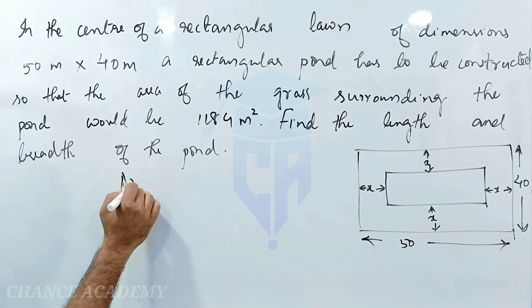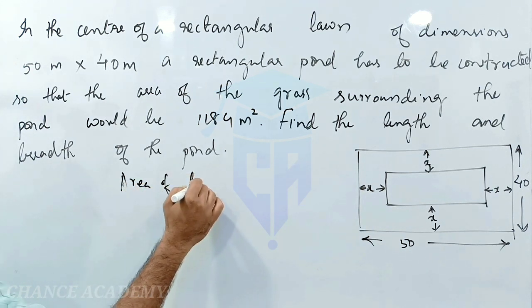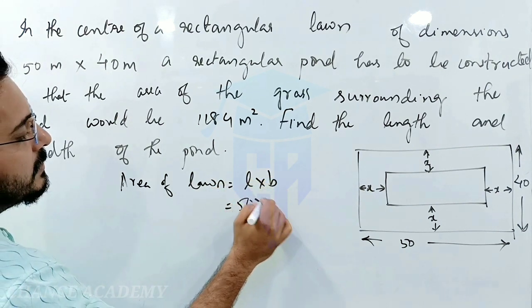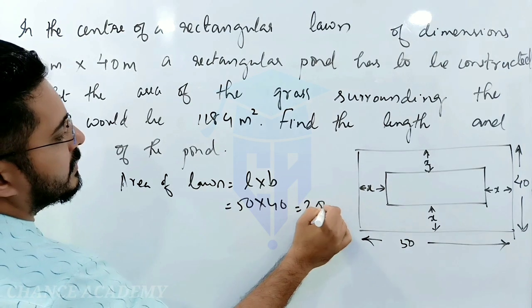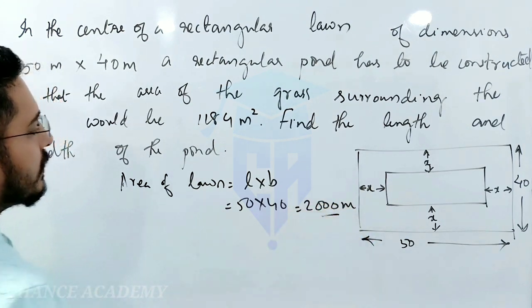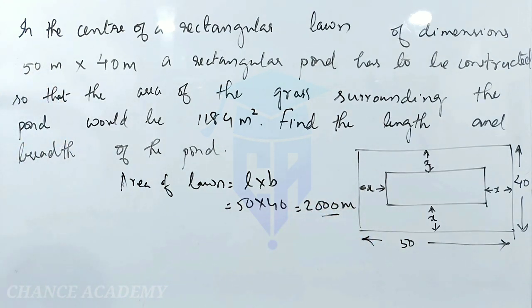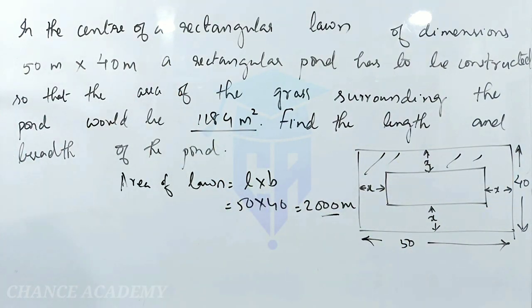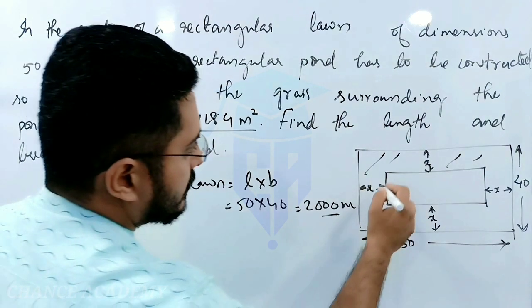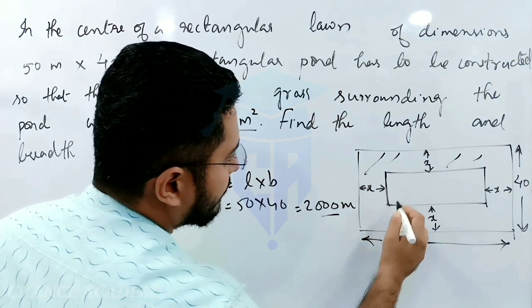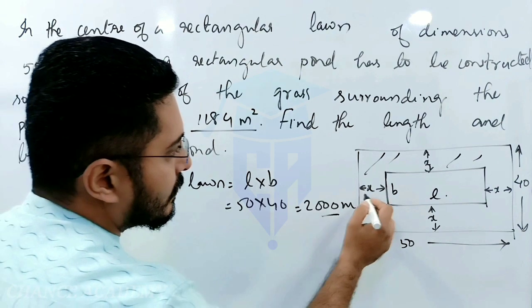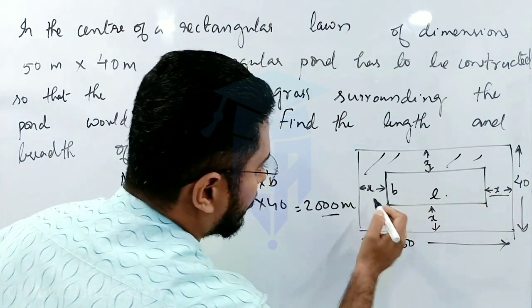So we can find the area of the lawn. Area of lawn is equal to L into B. So that will be 50 meters into 40. We'll be getting 2000 meters square. That's the total area of the lawn. And they have given that the grass area will be 1184 meters square. So the pond's breadth and length can be calculated based on the region that we need to exclude.